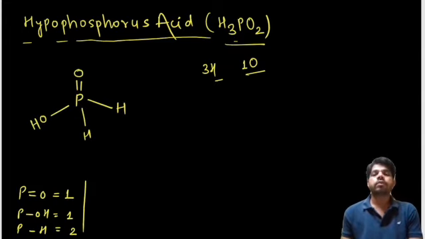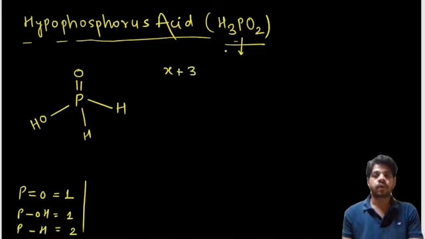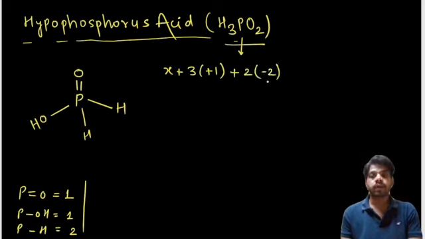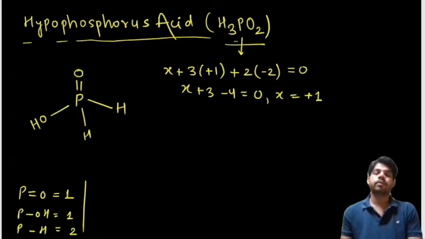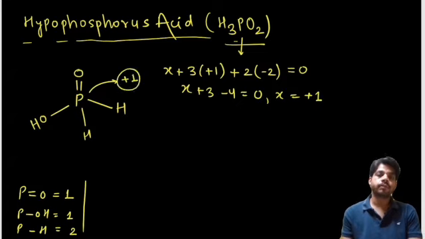Now let's find the oxidation number of phosphorus in this molecule. As I usually say, let's suppose the oxidation state of phosphorus in this molecule is X. We have 3 hydrogens times plus 1, because this is the oxidation state of hydrogen. Further we add 2 times minus 2, because minus 2 is the oxidation state of oxygen and 2 oxygens are present, equal to 0. So X plus 3 minus 4 gives 0. From here we get X equal to plus 1. So the oxidation state of phosphorus is plus 1 only.